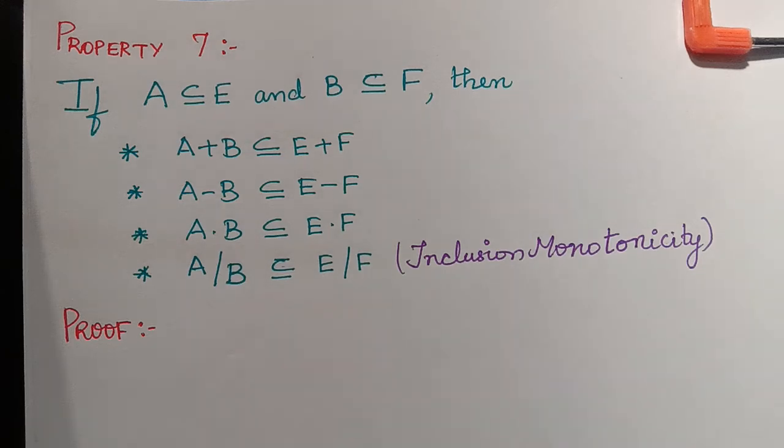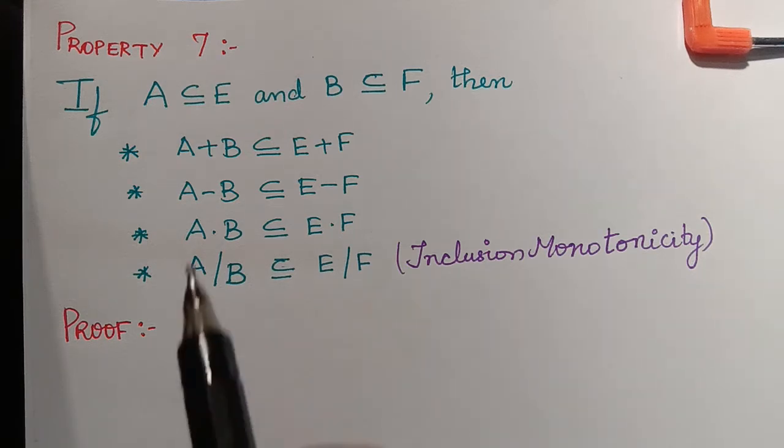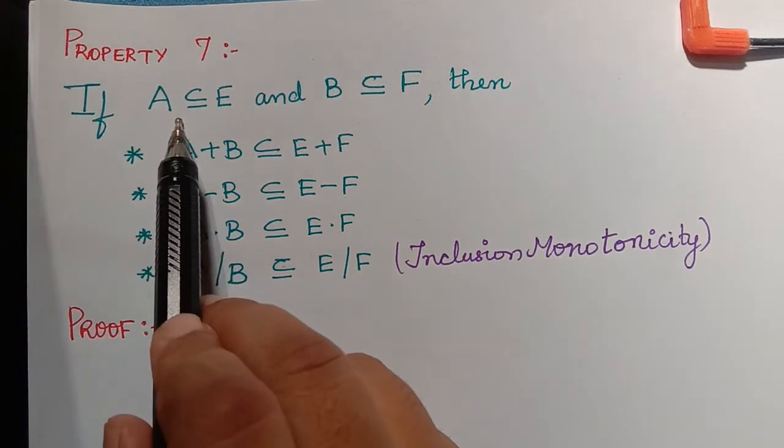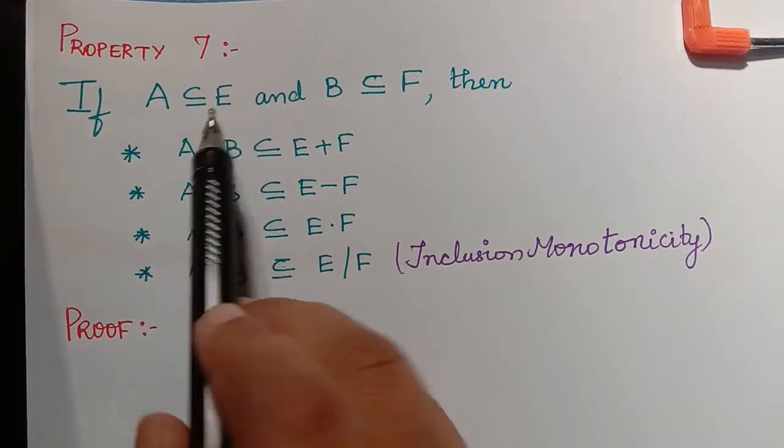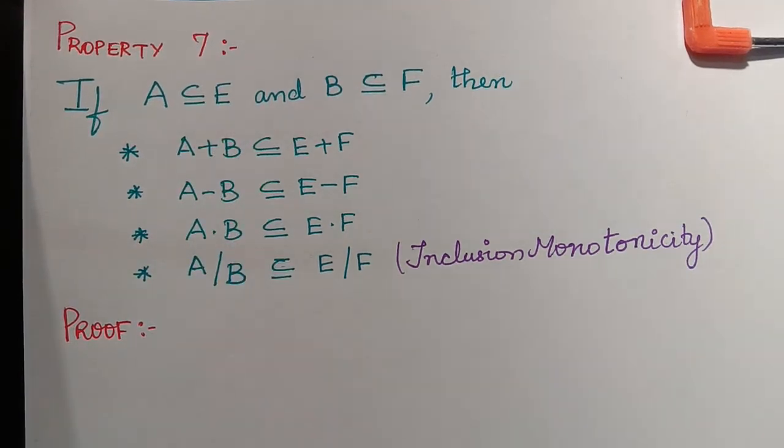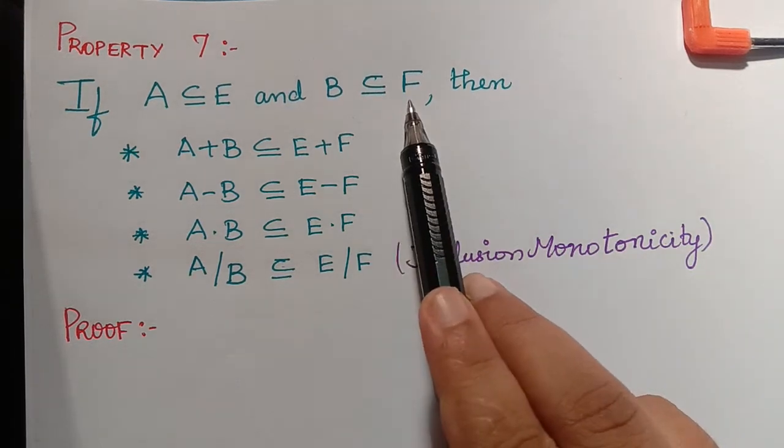Hello students, this is a continuation of arithmetic operations on intervals under the topic fuzzy numbers. Now here they have given that the interval A is a subset of interval E and the interval B is a subset of interval F.